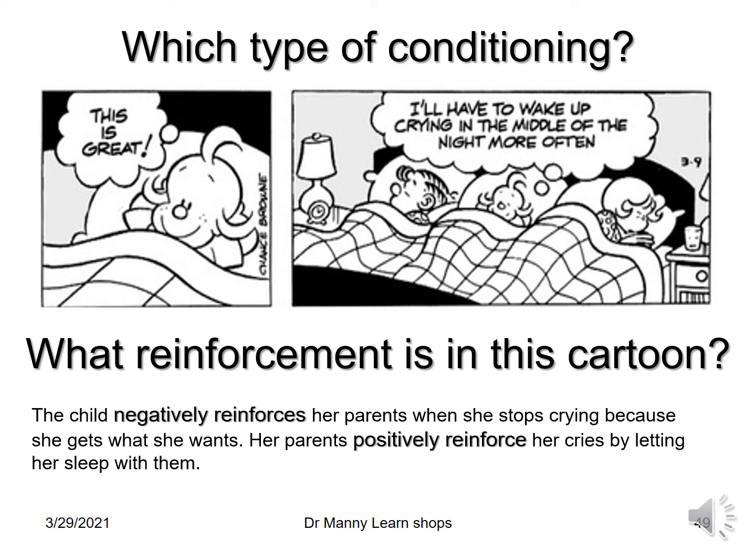So she was crying in her room. The parents went and got her, put her in their bed. Her parents positively reinforced her cries by letting her sleep with them. So every time she cries now, the parents go and get her and put her in the bed and she stops crying. This is operant conditioning. She's rewarded for a behaviour that is unacceptable in certain cultures.